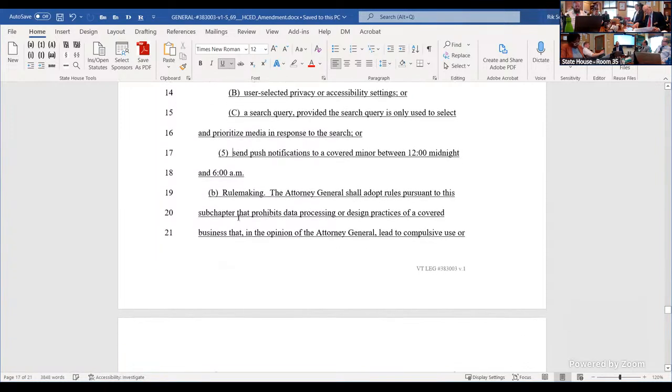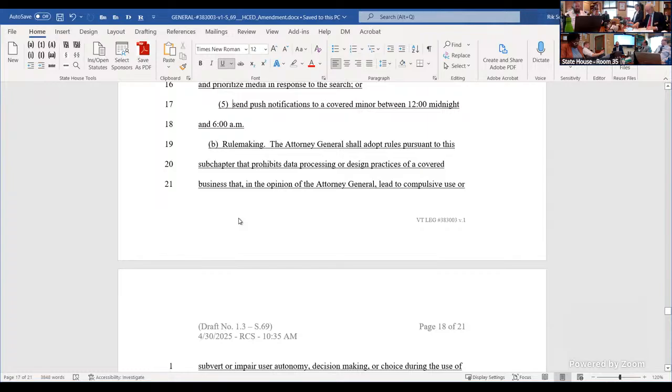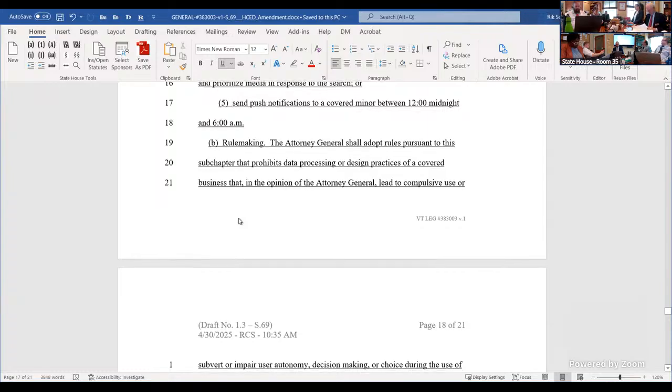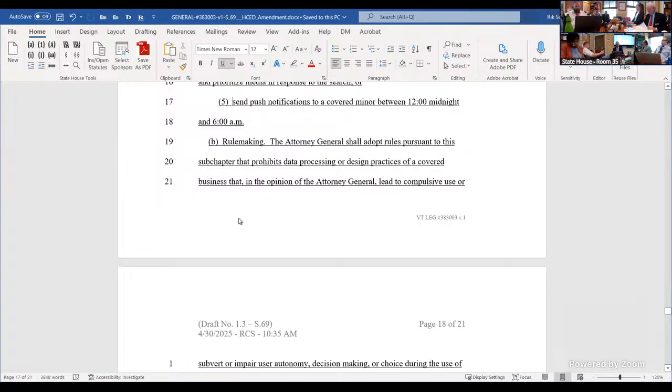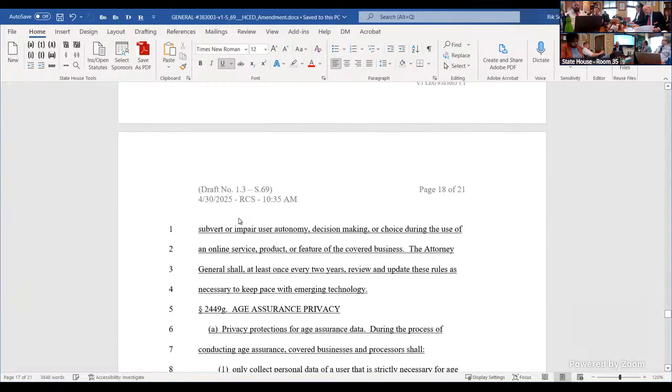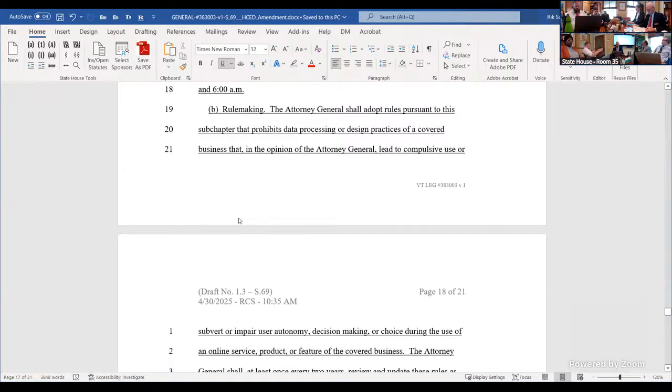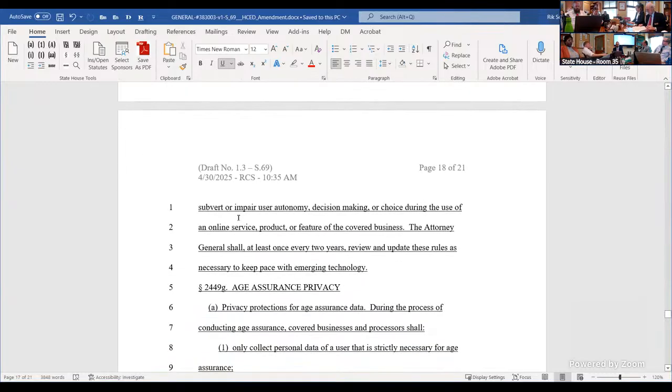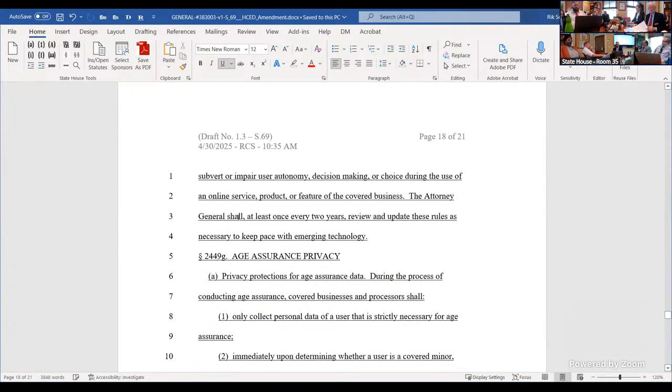Okay, rulemaking. The AG shall adopt rules pursuant to this subchapter that prohibit data processing or design practices of a covered business that, in the opinion of the AG, lead to compulsive use or subvert or impair user autonomy, et cetera, et cetera. So as I said last time, this is a pretty big task for the AG to do. They have to be in line with the act, but they're allowed to be pretty creative in how they do that. The AG shall, at least once every 2 years, review and update these rules as necessary to keep pace with emerging technology.